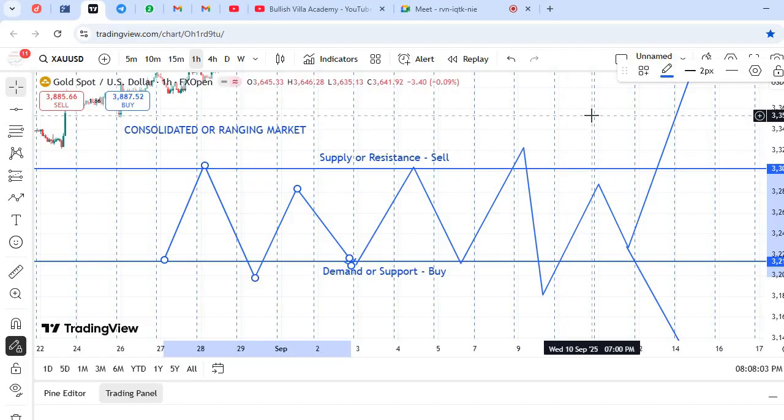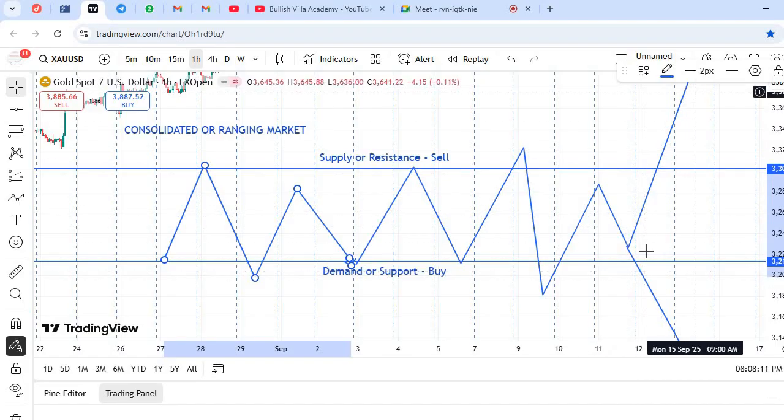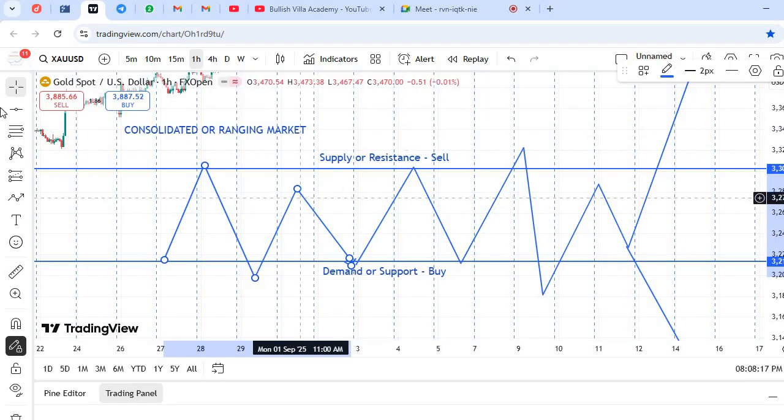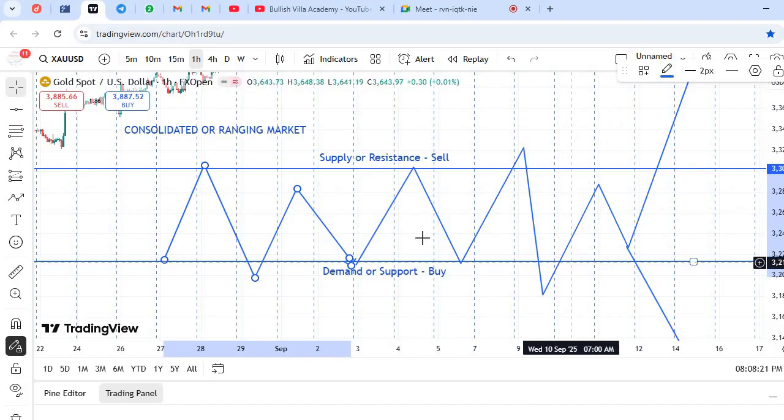Another issue that most traders have, probably newbies, people that are just coming up, is that they don't know when the consolidation will end, and they don't know when the expansion will be, whether it will expand up or go down. But in a consolidated or ranging market, this is what I want you to know. This is the meaning of a consolidated or a ranging market.